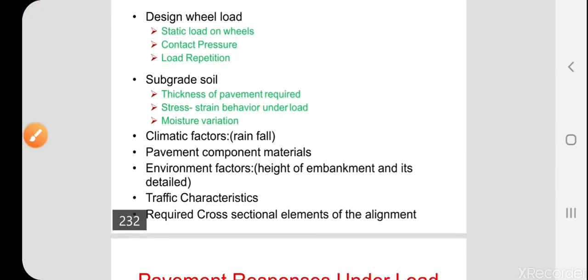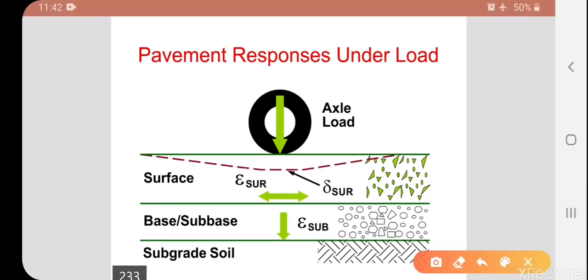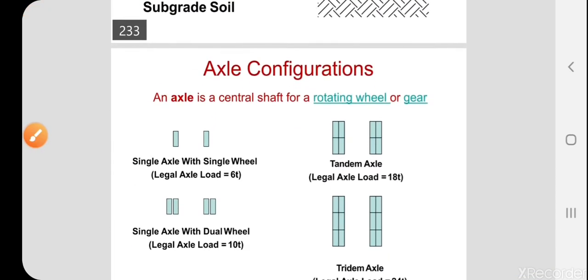Next, contact pressure and load repetition. Pavement response under the loading. As we already learned, in a flexible pavement, the load distribution will be like a parabolic curve, through surface, base course, and subgrade. Usually axial load is transferred from the bearing course to the subgrade.